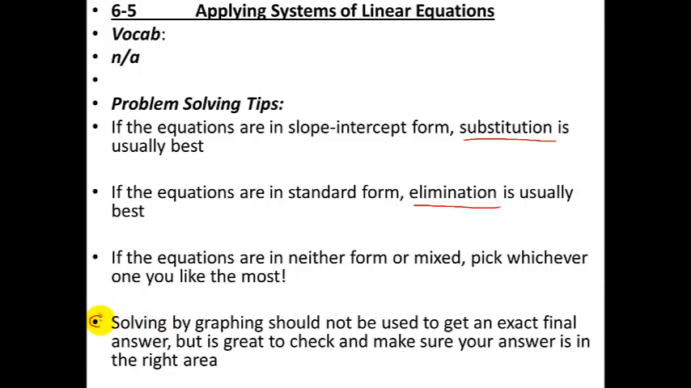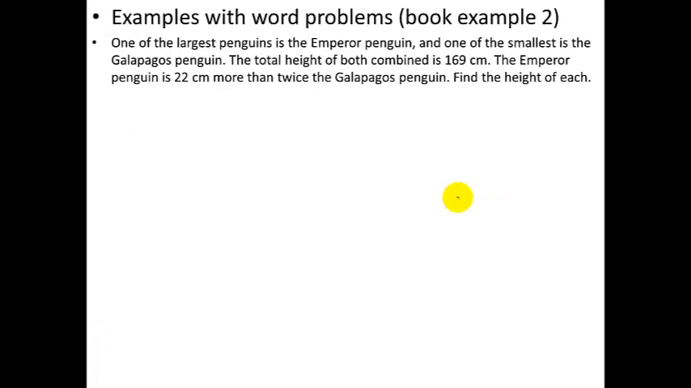The other thing is, solving by graphing is great to get an estimate of the answer, but it's not very good to get the exact final result. So you're encouraged to use Desmos to graph to check, or to get an idea, but you really do want to solve it using substitution or elimination. So we're going to do 3 examples, all word problems. The first one is an example from the book.